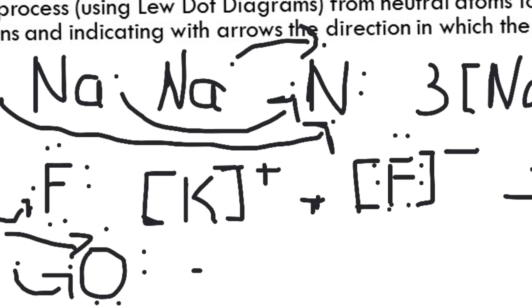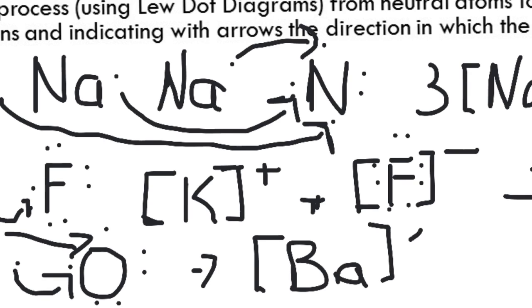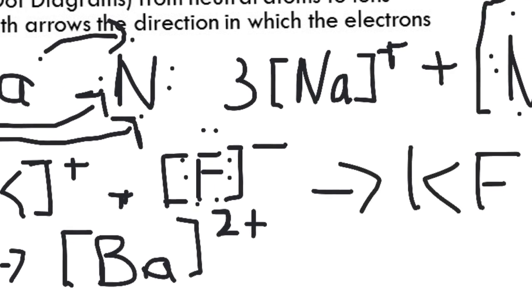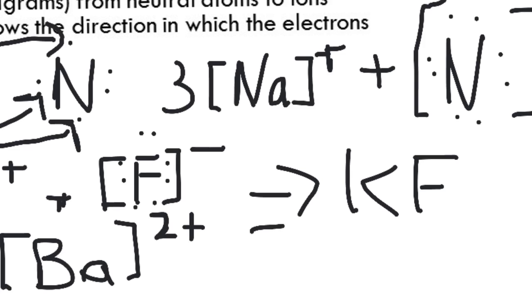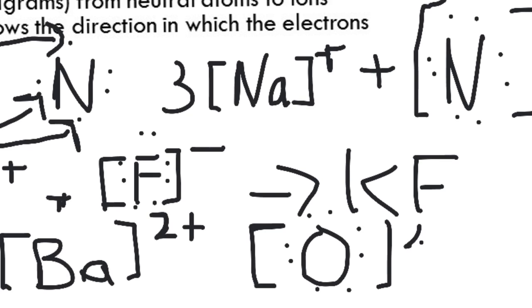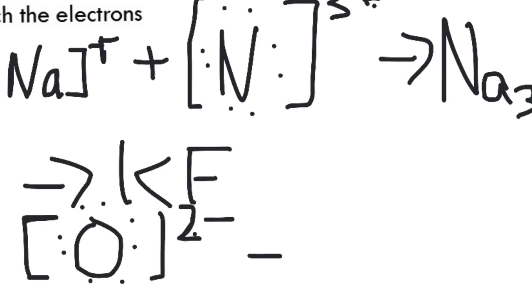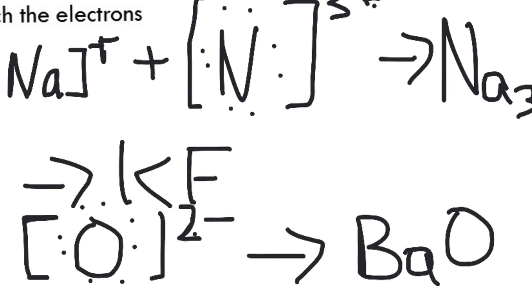Okay, so from there we end up with a Ba that's 2 positive, and an O that has a full octet, and is 2 negative. Which gives us the final compound, BaO.